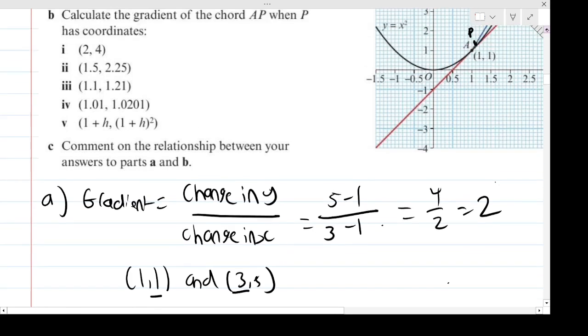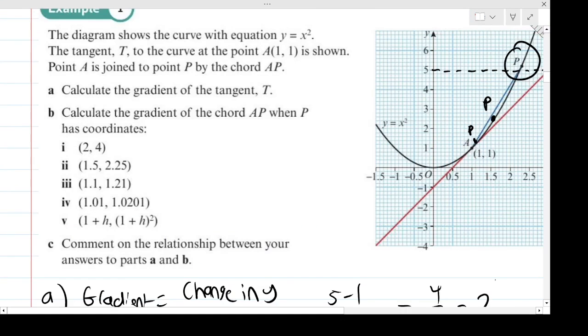Okay, and hopefully you notice what's going on. So again, P is moving even closer to A. What was it, 1.1? Then 1.01 would probably be about there. It's basically at A, pretty much, as we get closer and closer. So part C then: comment on the relationship between my answers to part A and B.